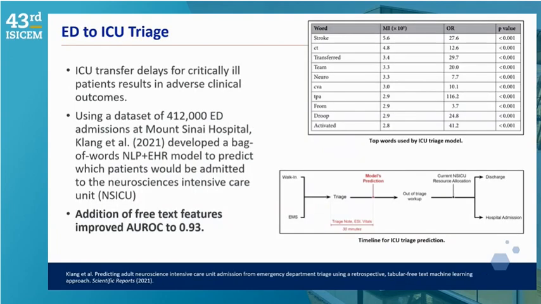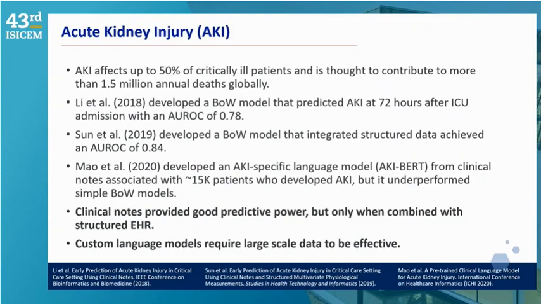This one here, they were looking at a model to predict which of the patients admitted to the ED would eventually be sent to the neurosciences ICU. This is a massive cohort of 400,000 admissions at Mount Sinai. They developed an NLP approach for ED to ICU triage. Again, we saw that adding the text features bumped up the performance to the next level, and here 0.93 AUROC is pretty good for this particular task.